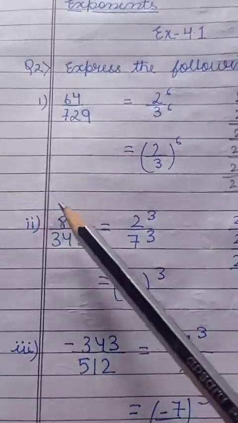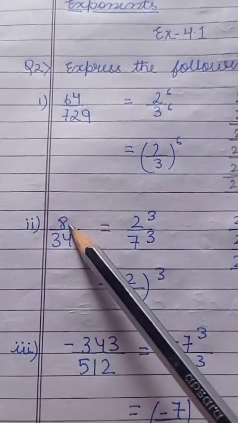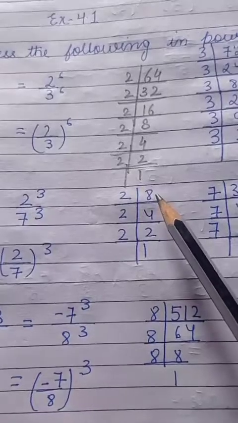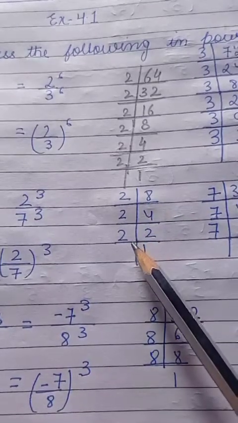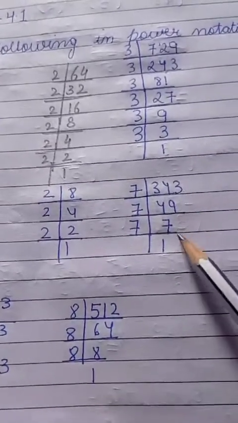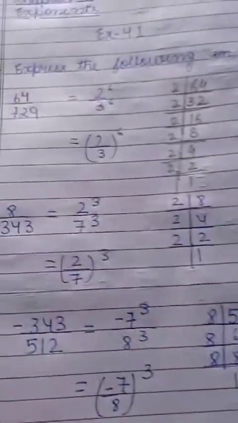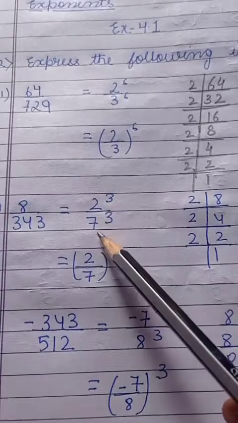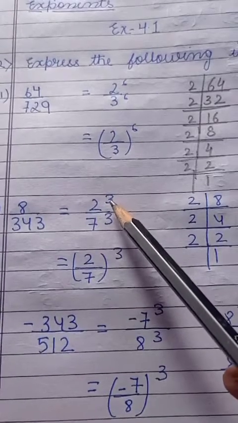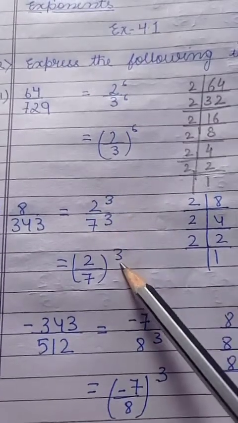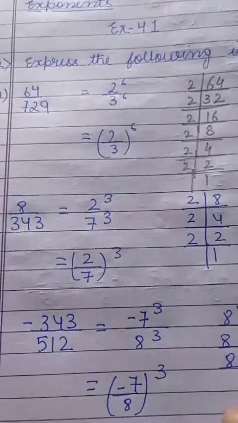Next question is 8 by 343. Children, if you find the prime factors of 8, it will be 2 into 2 into 2. And 343, if you find the prime factors, it will be 7 into 7 into 7. That means it can be written as 2 by 7 raised to the power 3. As the power is the same in both cases, it can be written as the common one.